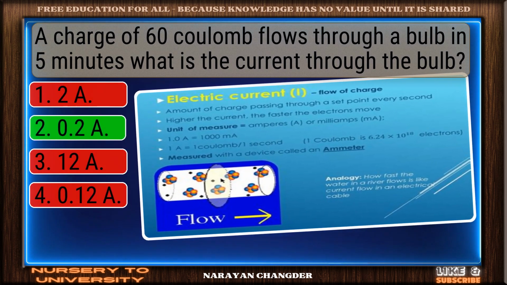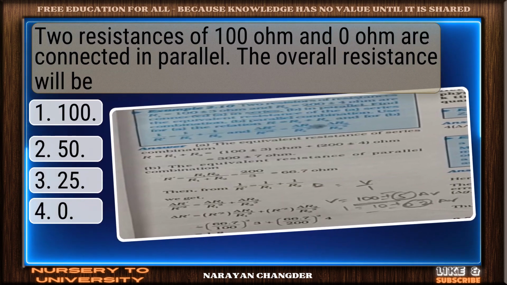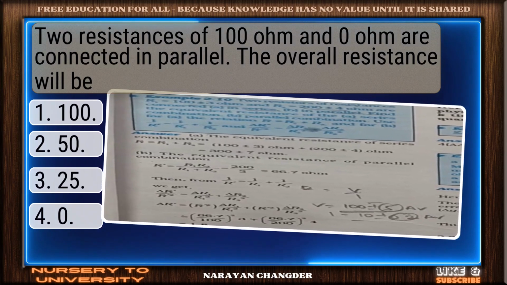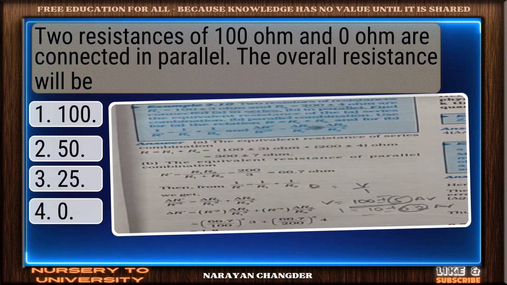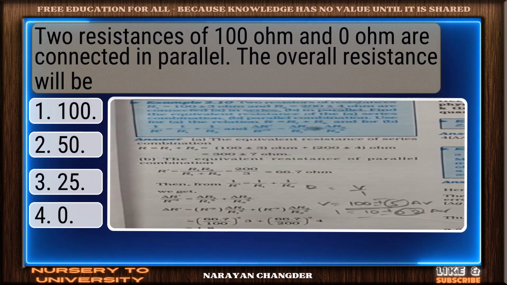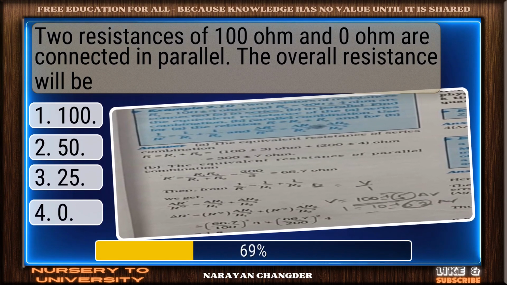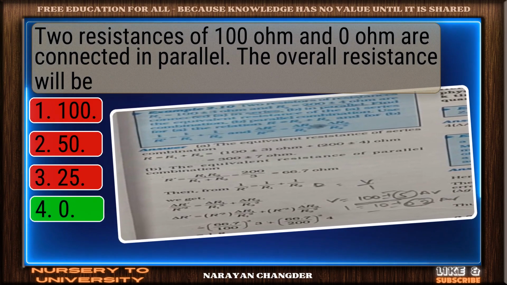Excellent. Your point is well reasoned. Two resistances of 100 ohm and 0 ohm are connected in parallel. The overall resistance will be... Right again, zero is valid.